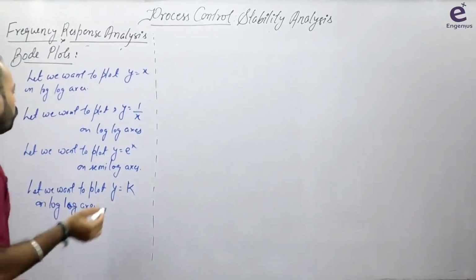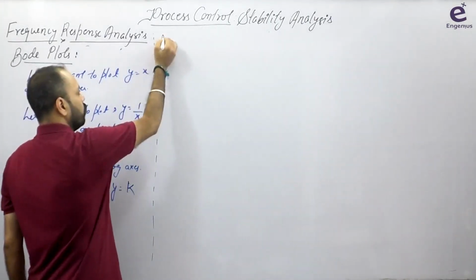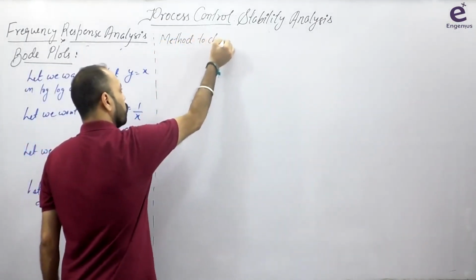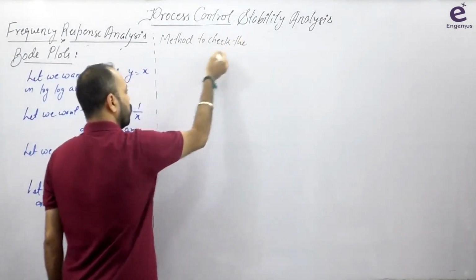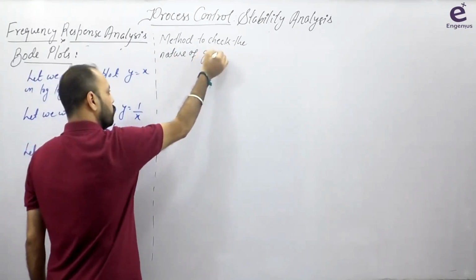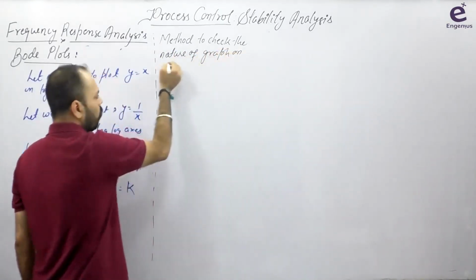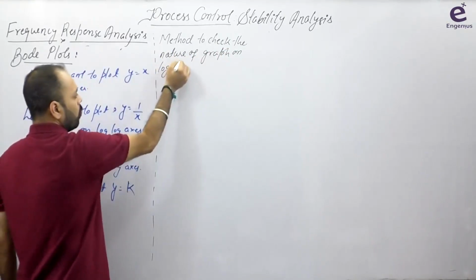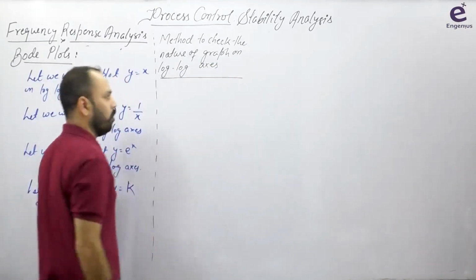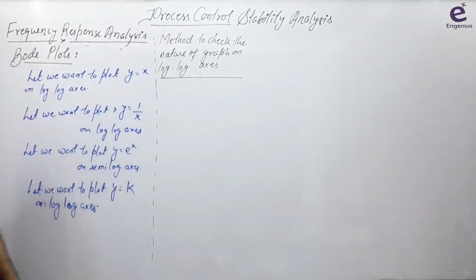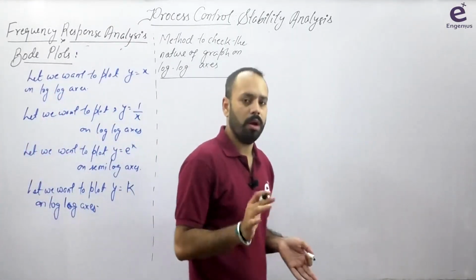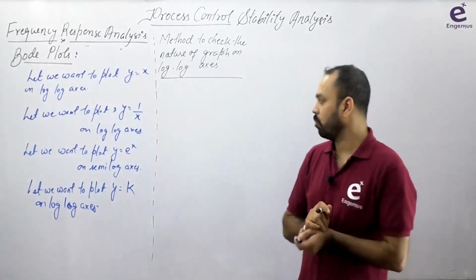But I'm going to tell you a method to check the nature of a graph on log axis. Suppose you don't have logarithmic graph paper and still you want to check how the graph is going to look on log or semi-log paper, how are you going to do that? For that I'm going to give you the method.